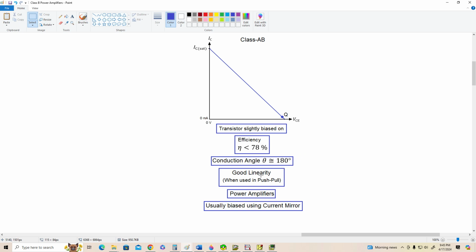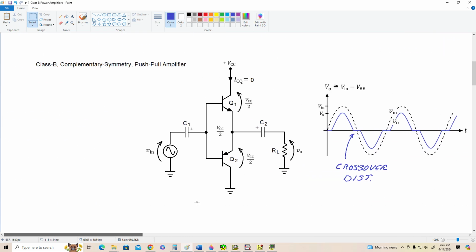The amplifier can have good linearity if it's well designed using a push-pull configuration. It's mainly used in power amplifiers, and we're normally going to bias up the transistors using something called a current mirror. Now that's something new we haven't talked about before. We're going to have to get into that next, but it's a really important circuit. We're going to use it a lot in other applications down the line, so this is a good point for us to talk about the current mirror. So let's do that now.